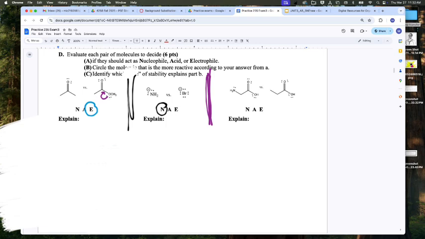Charge, size. Bromine is larger. What does that mean it does to the electrons? Space them out. And if they're spaced out, what does that do to its reactivity? Decreases it, which means the nitrogen will be the stronger base.